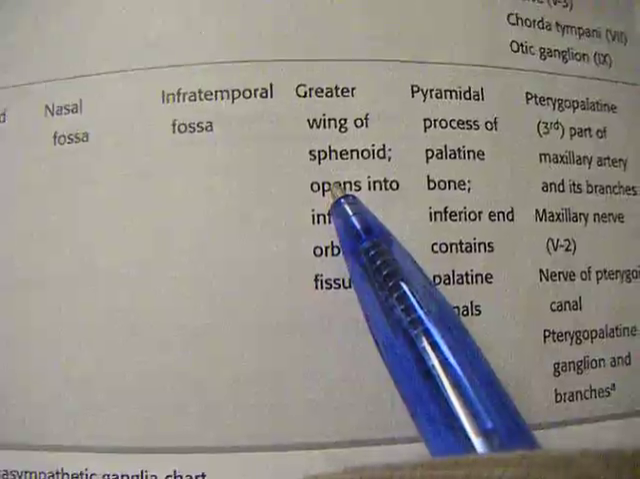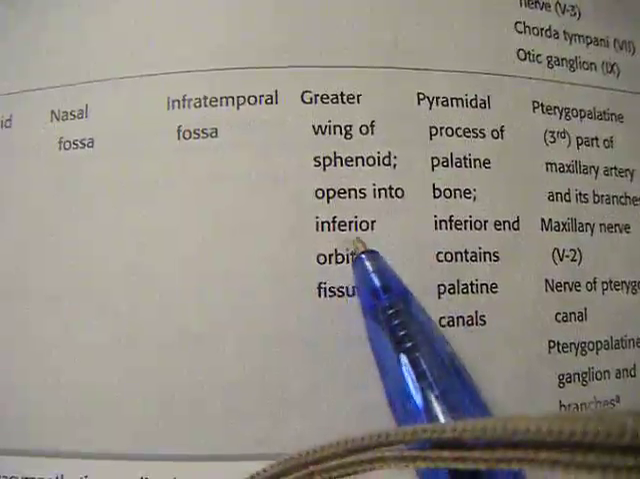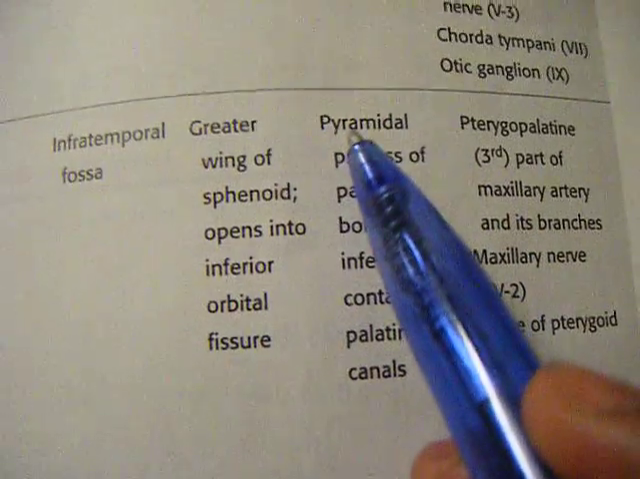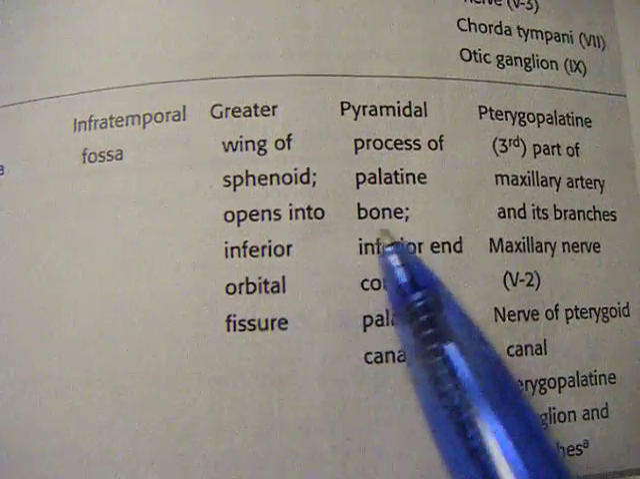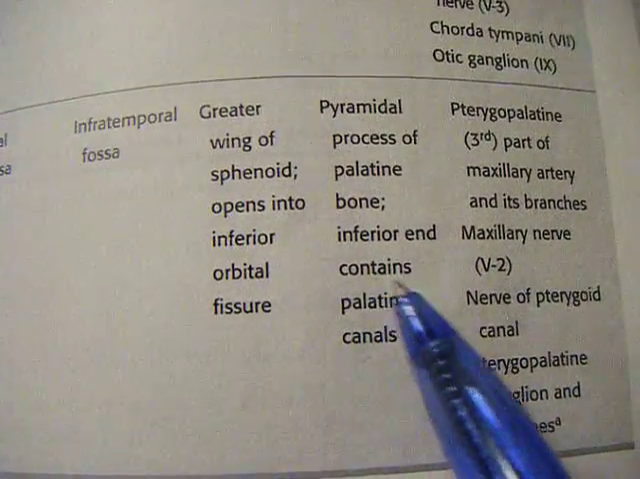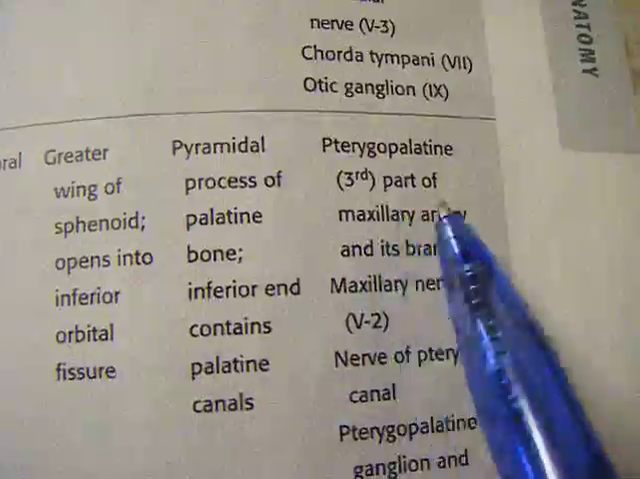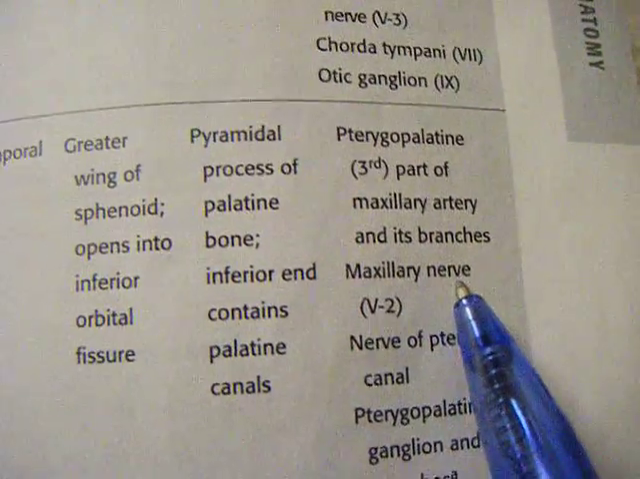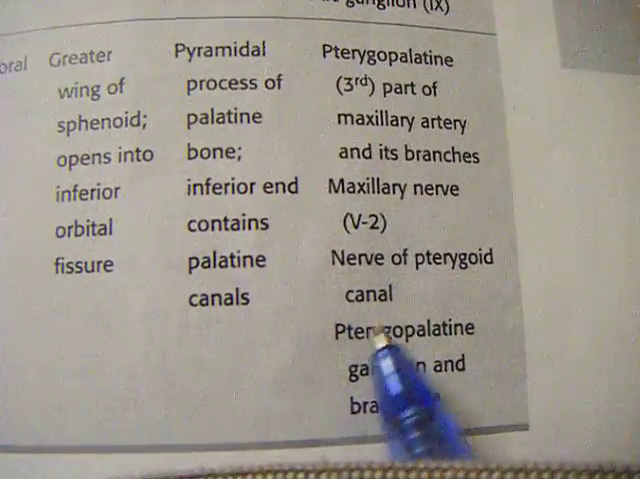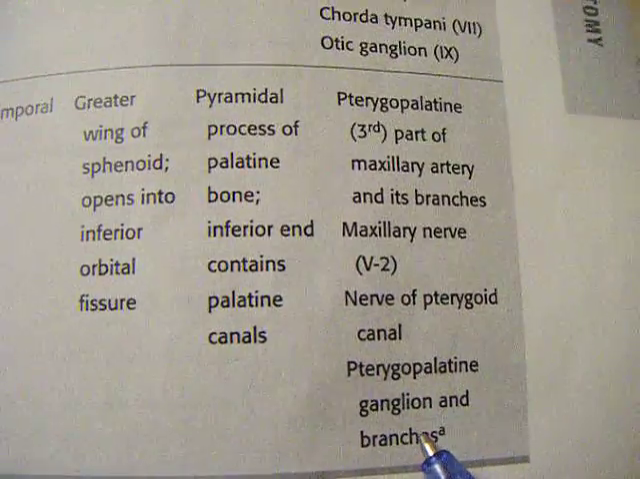Roof of the pterygopalatine fossa is formed by the greater wing of sphenoid, which opens into the inferior orbital fissure. The floor is formed by the pyramidal process of palatine bone. Inferior end contains palatine canals. The contents of the pterygopalatine fossa are the pterygopalatine part of maxillary artery and its branches, the maxillary nerve, that is the maxillary division of the trigeminal nerve, nerve of pterygoid canal, pterygopalatine ganglion and branches. So these are the contents of pterygopalatine fossa.